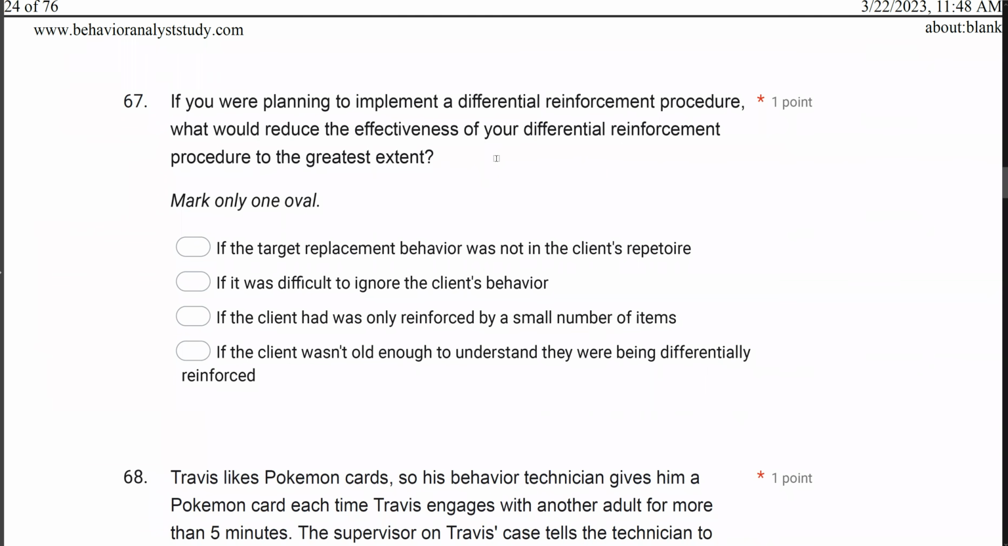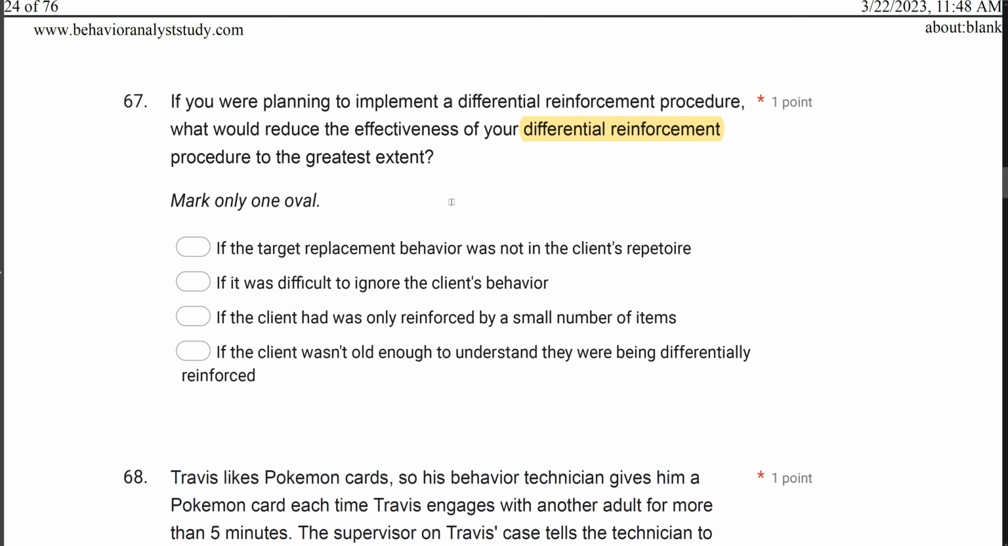67. If you were planning to implement a differential reinforcement procedure, what would reduce the effectiveness of your differential reinforcement procedure to the greatest extent? Let's think about differential reinforcement. We have a target behavior, and sometimes we have a replacement behavior. But either way, certain behaviors are being reinforced and the other ones are being put on extinction, right? So if we think of just a basic DRA, we are putting the target behavior on extinction and we're reinforcing the replacement.